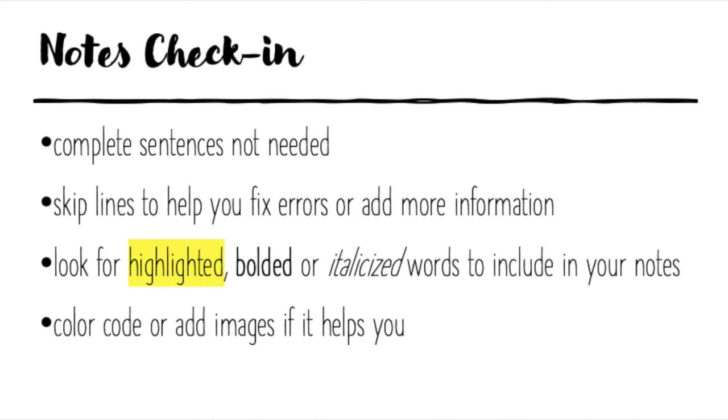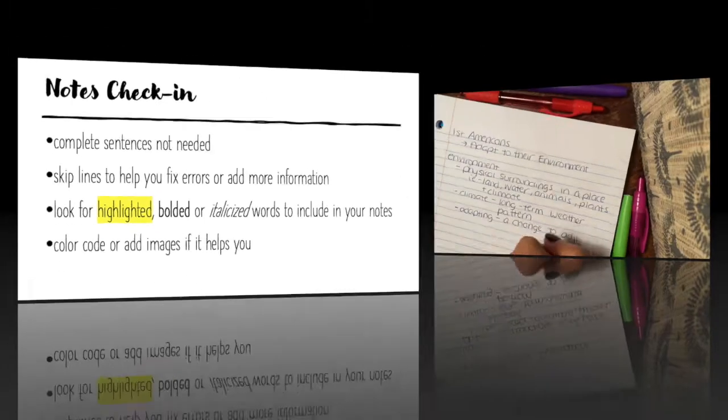For example, if it's in a textbook, look for highlighted, bolded, or italicized words. They're often highlighted, bolded, or italicized to draw your attention to them. If it helps, you can color code or add images or drawings or diagrams to your notes.